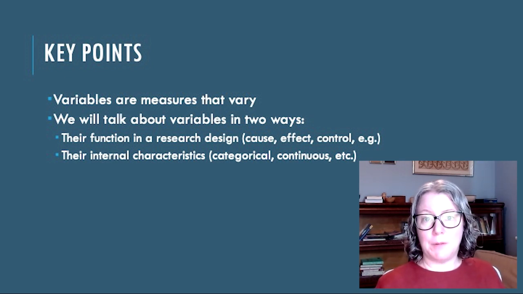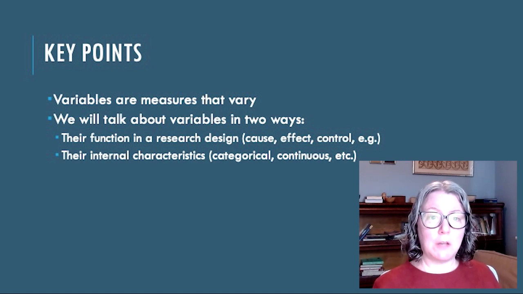What is a variable? To summarize up front, a variable is a concept or measure of something that varies. This video discusses variables in two ways: what their function in research is, cause and effect as variables, and what kind of information they describe, categorical versus continuous data.